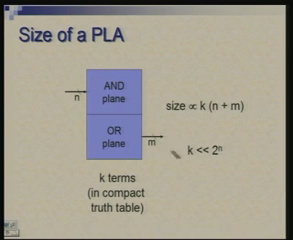In general, k is likely to be much smaller than 2 raised to power n, and that's what makes a PLA much more economical and compact as compared to a ROM. So, if your truth table has a lot of sparsity, if there are lots of don't cares, then you can compact the whole thing in the form of a PLA. Otherwise, ROM is a reasonable alternative.